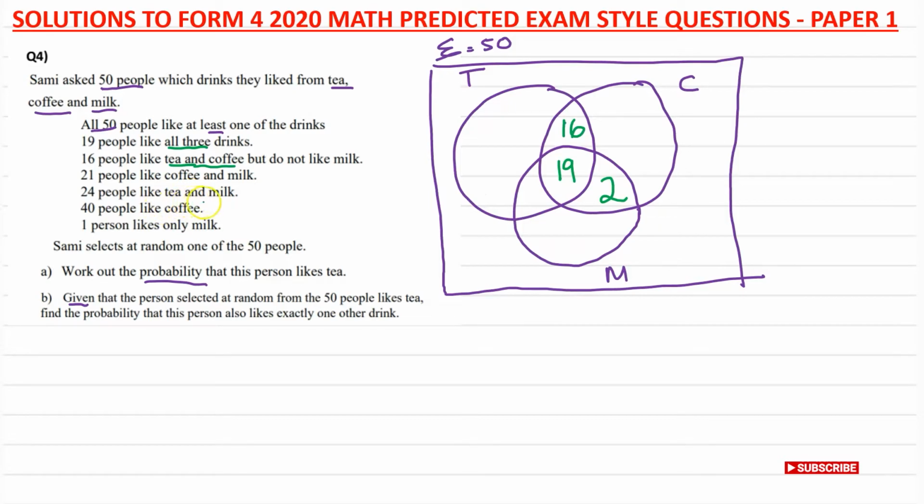24 people like tea and milk. So tea, we already got 19 that like tea and milk in the middle. In total, there's 24. That means it's going to be 5 here.